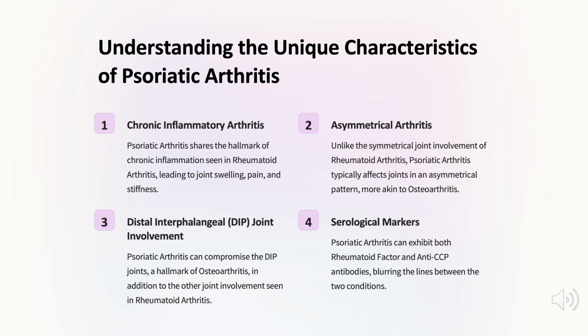Another intriguing aspect of psoriatic arthritis is its potential to exhibit both rheumatoid factor and anti-CCP antibodies, blurring the lines between these two conditions. This unique immunological profile adds complexity to the diagnosis and management of psoriatic arthritis, highlighting the need for a comprehensive understanding of its characteristics. By exploring these unique features, we can better differentiate psoriatic arthritis from other arthritic conditions and tailor our approach to diagnosis and treatment accordingly. Let's take a deeper look into these aspects as we continue our discussion.